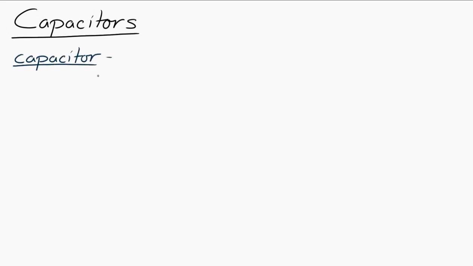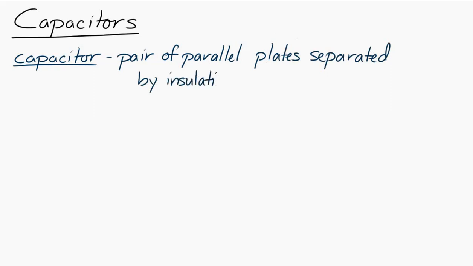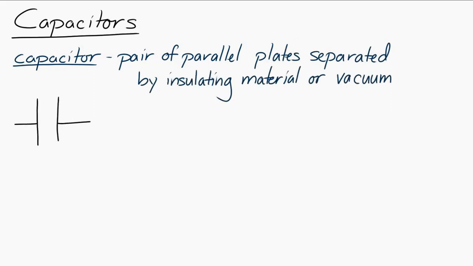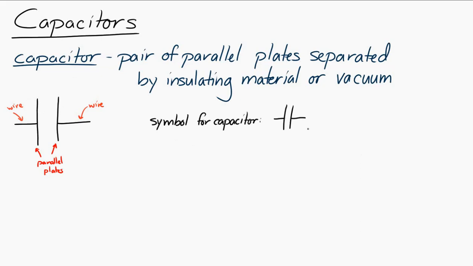Let's take a look at capacitors. A capacitor is a pair of parallel plates separated by insulating material or vacuum. We can draw a capacitor like so. Here's the two parallel plates with wires coming off of them. And in fact, this is the symbol of a capacitor in a circuit.